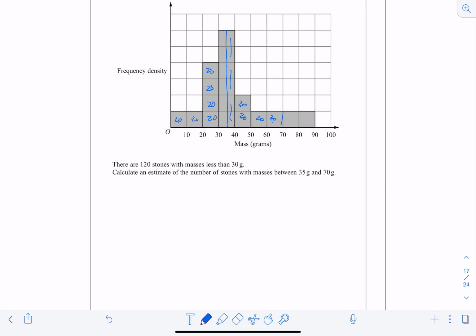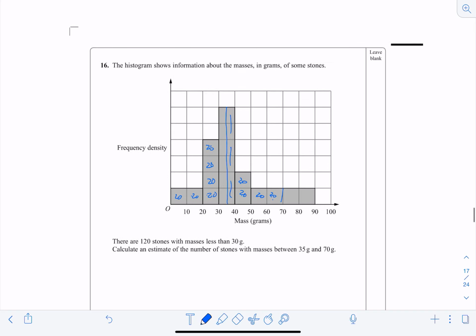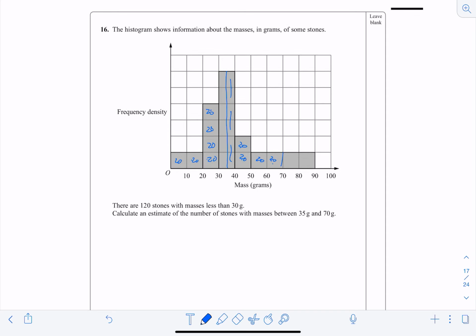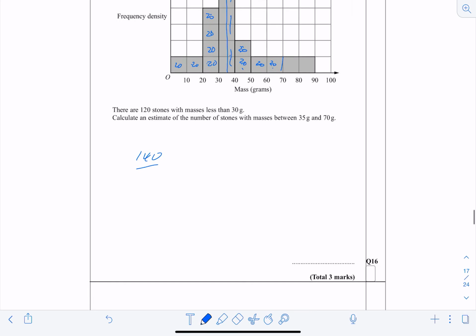Oh, no. Oh, sorry. It's a histogram. My bad. There are 120 stones with masses less than 30 grams. Oh no, it's still okay. So no, it's right. So what did I say before? 2, 4, 6, 8, 10, 12, 14. So 140 stones.